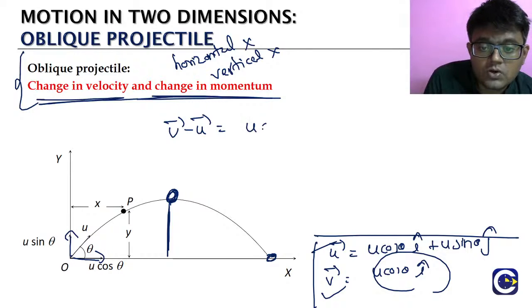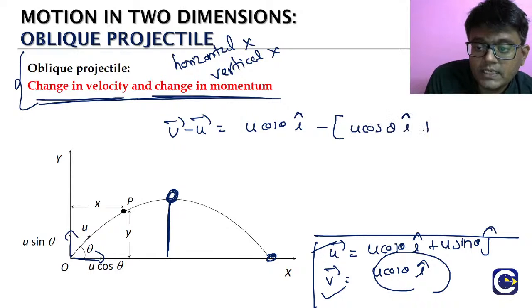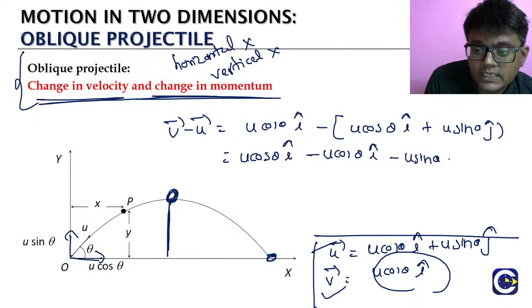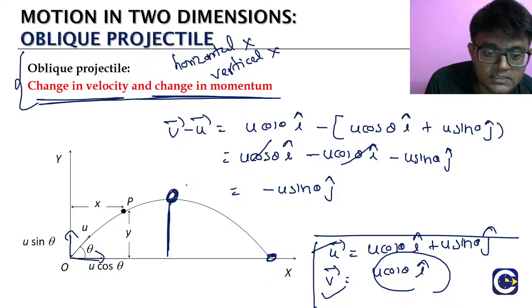So u cos theta i minus of u cos theta i plus u sin theta j. This gives u cos theta i minus u cos theta i minus u sin theta j. The u cos theta terms cancel, leaving minus u sin theta j. This is the change in velocity.